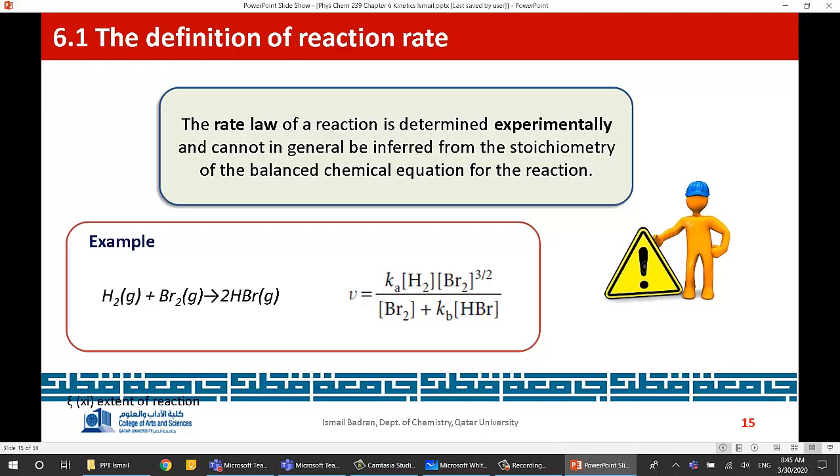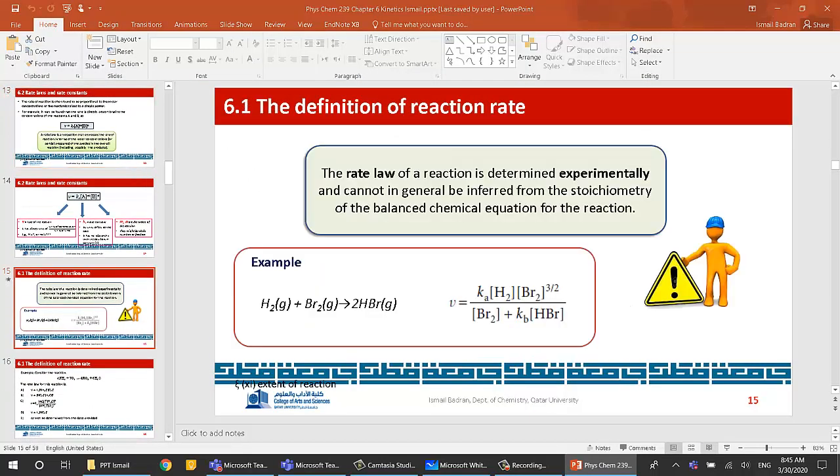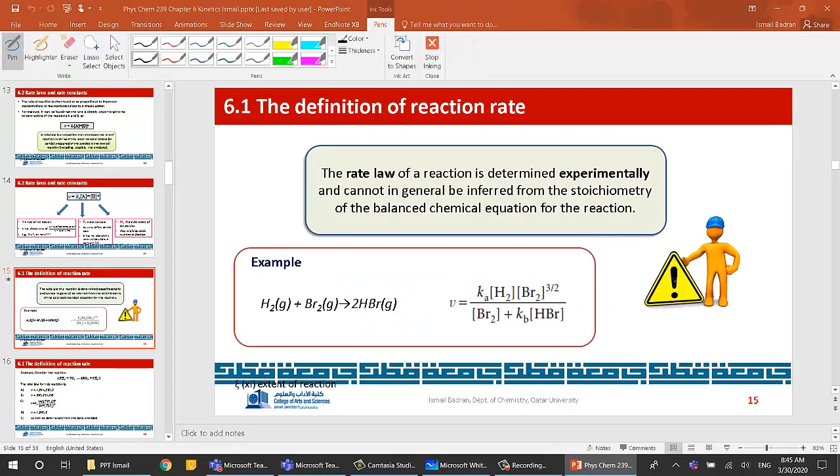This question, for example, has a very complicated rate law. It's V equals, you see here, there is 1.5 and so on. So you cannot actually write the rate law by just looking at the equation. Here, people think by looking at this equation that the rate is equal to kR times the first reactant, H2 to the power 1, times Br2 to the power 1. This is wrong because you cannot do this.